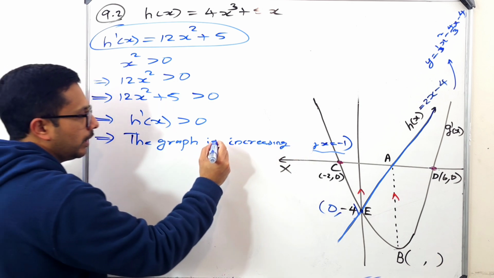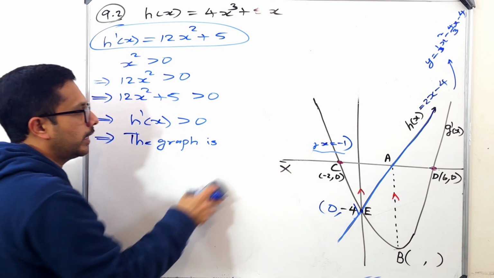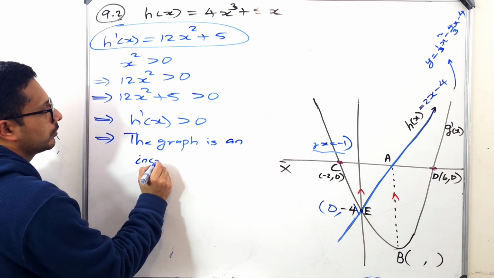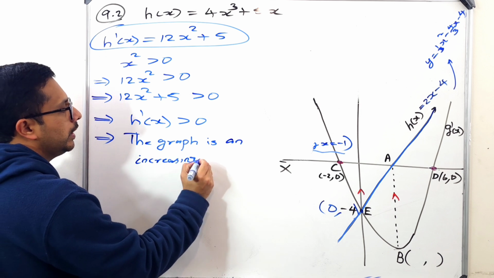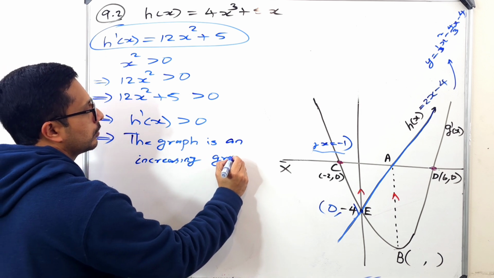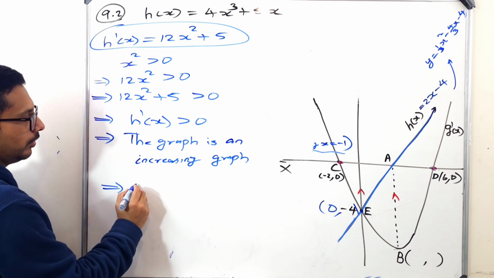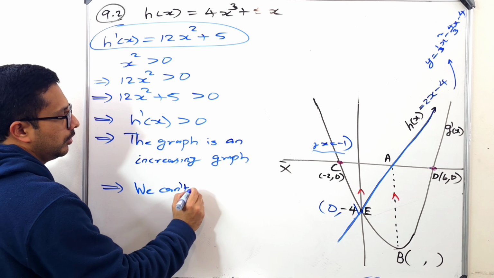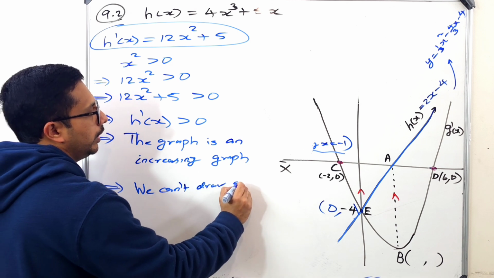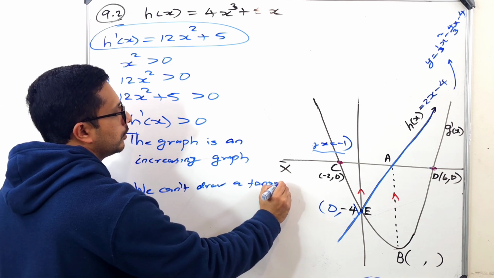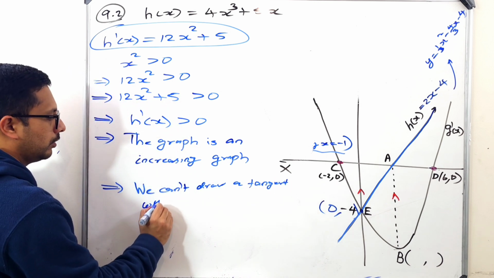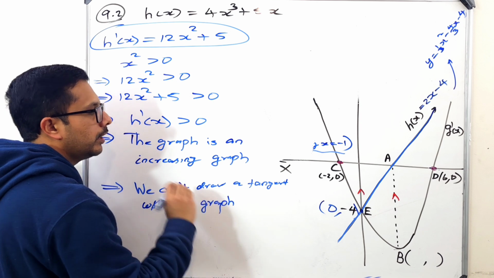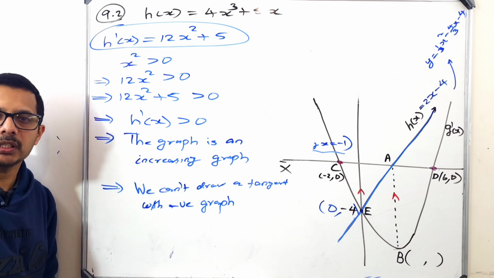The graph is an increasing graph. You can write it like that. The graph is an increasing graph, not a decreasing graph. It implies that we can't draw a tangent with the negative gradient. If the graph is not decreasing, then we can't draw a tangent with the negative gradient.